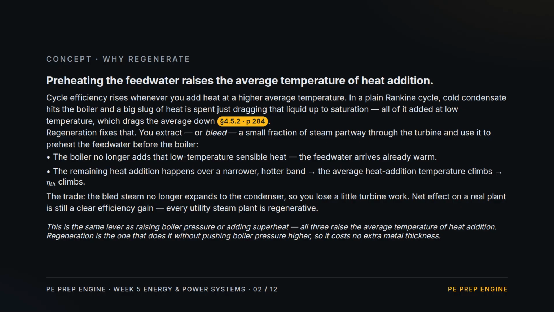Regeneration fixes it. You bleed a small fraction of steam partway through the turbine and use it to preheat the feedwater. The boiler no longer adds that low temperature heat, so the average heat addition temperature climbs and efficiency climbs. The trade is a little lost turbine work, but the net is a clear gain.